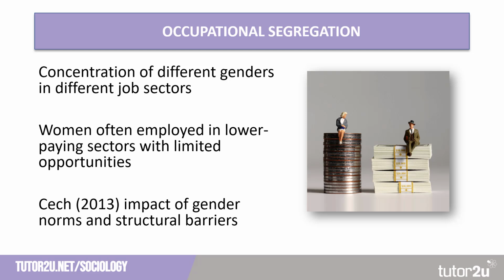Another factor of employment is occupational segregation. This is where men and women are concentrated in different types of jobs, and it plays a critical role in shaping gendered social mobility. Women are overrepresented in sectors such as healthcare, education and administration, which typically offer lower pay and fewer advancement opportunities compared to male-dominated fields like engineering, technology and finance. This segregation is rooted in gender norms and stereotypes that influence career choices from a young age, as well as structural barriers within professions that limit women's progression, according to Czech.